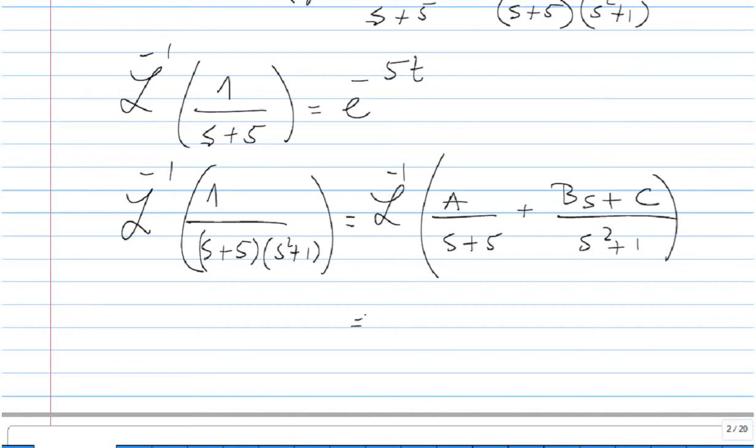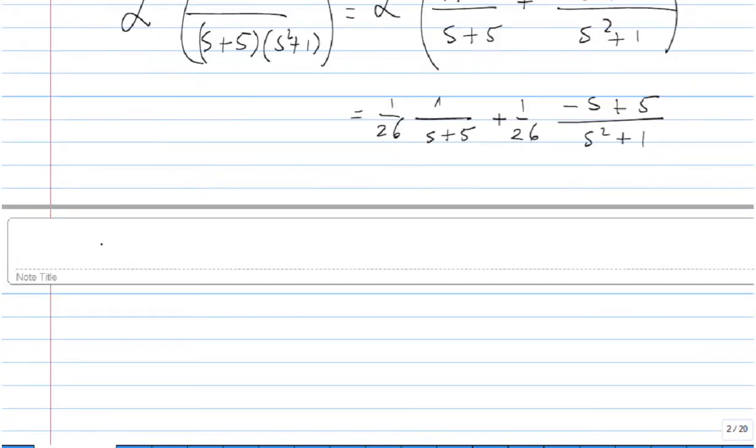So I would leave it to the listener to freeze the picture and go ahead and find A, B, and C. So the answer is A is equal to 1 over 26, while B is minus 1 over 26, and C is equal to 5 over 26. So now we continue. I'm sorry, I forgot the inverse Laplace.